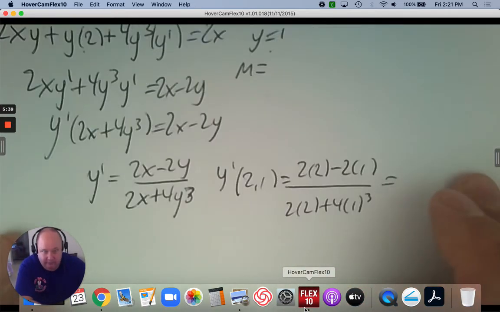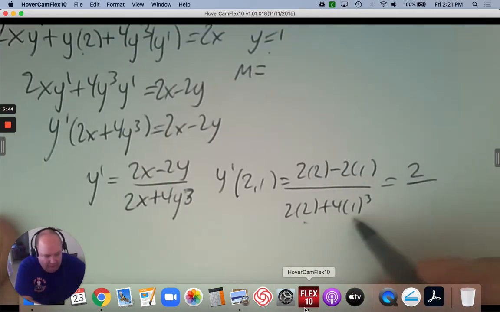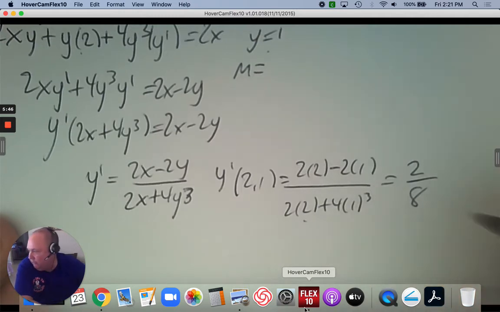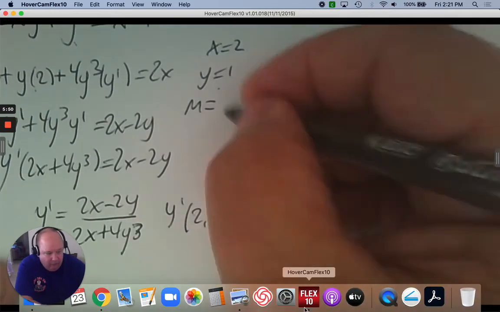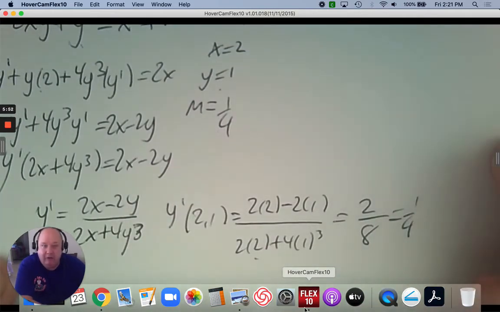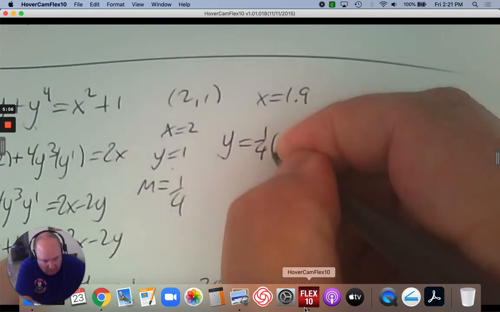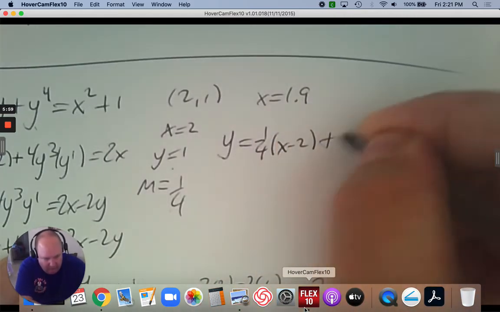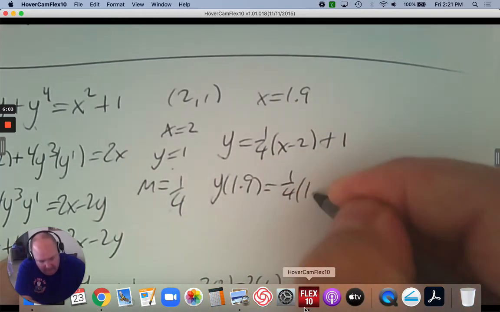And then solve it. 4 take away 2, 4 plus 4, I get a quarter. I'm just double checking to make sure that my answer key agrees, which it does. So now I have all the things that I need. So what's the equation of this line? It's y equals 1 quarter, x minus 2, plus 1. Plug in 1.9, and you have your answer.